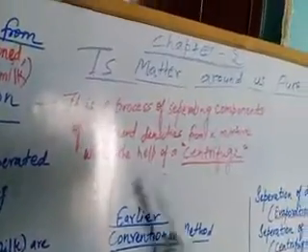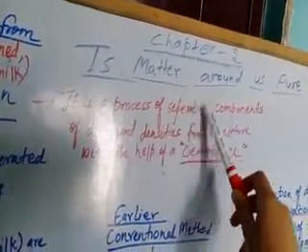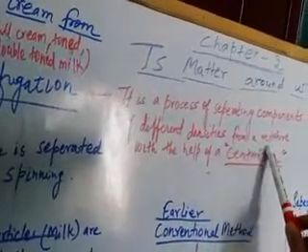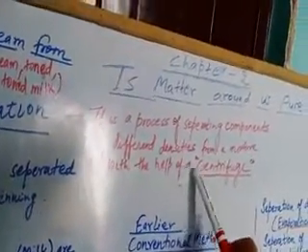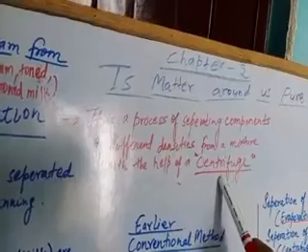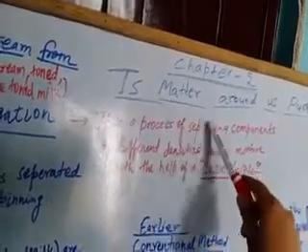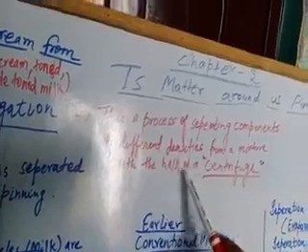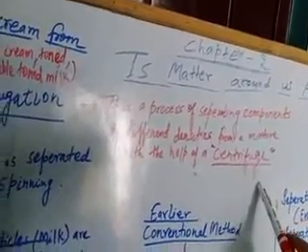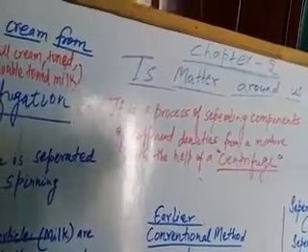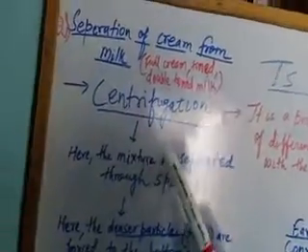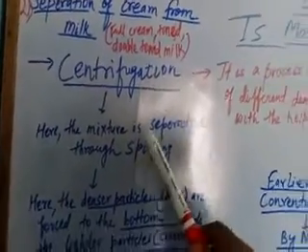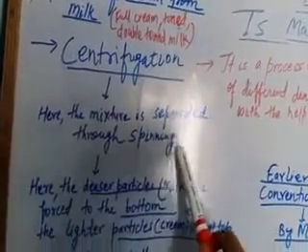So what is the centrifugation process? It is a process of separating components of different densities from a mixture with the help of a centrifuge machine. I repeat, it is a process of separating components of different densities from a mixture with the help of a centrifuge machine. So what happens in a centrifuge machine? Here the mixture is made to spin rapidly. So we can say that the mixture is separated through spinning.